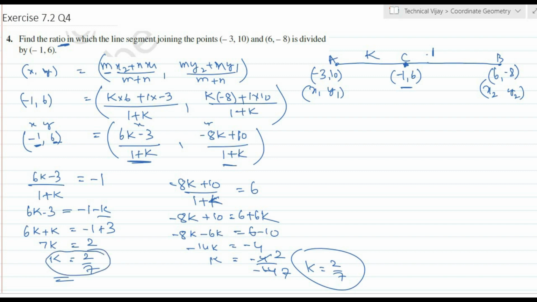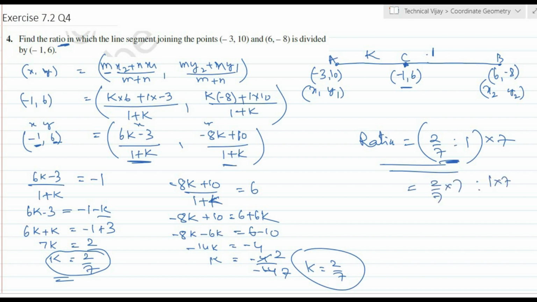So this is 2 by 7 and this is 1. So their ratio is 2 by 7 is to 1. This ratio can be written in this way, or we can also multiply this ratio by 7. So what happens, 2 by 7 into 7 is to 1 into 7. So the 7 cancels. So this is 2 is to 7, we can also write. So this is also the same. So in this ratio, this point divides these 2 points.